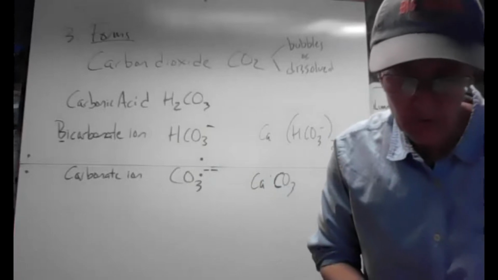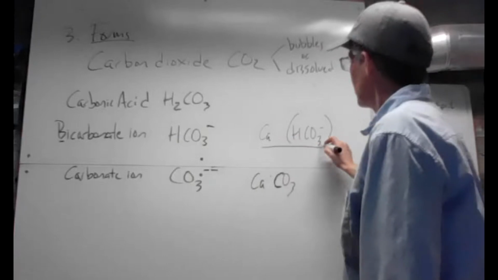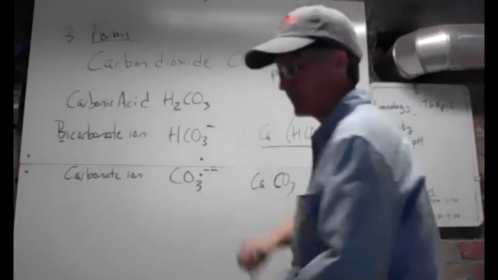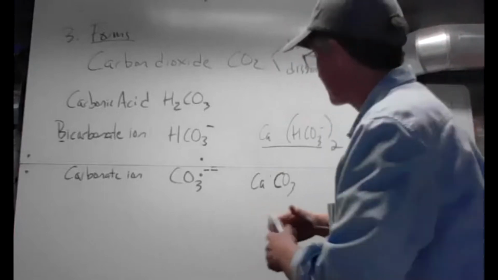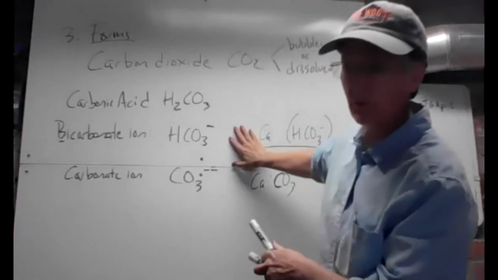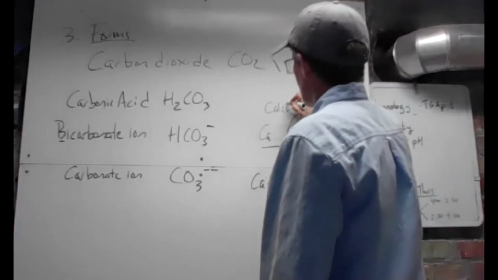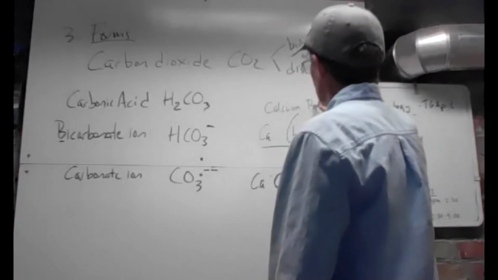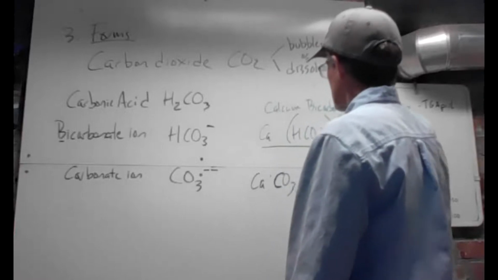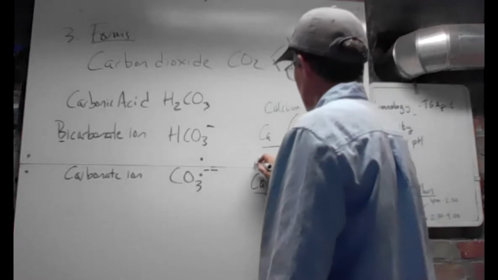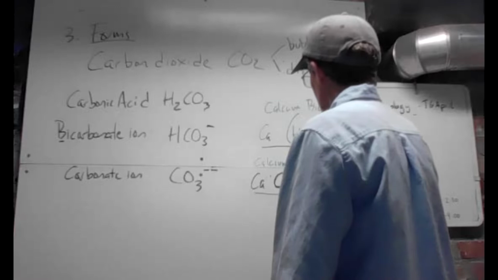Now, sometimes things precipitate, and what we have over here is calcium. Maybe I'll use a different color here. I don't have quite enough room to write it here, so I'm going to write the name above it. Here we have calcium bicarbonate. Here we have calcium carbonate.